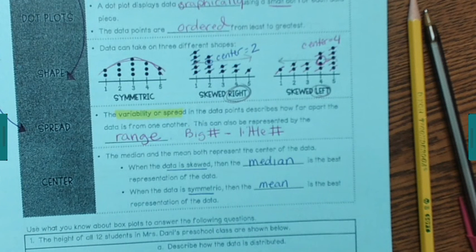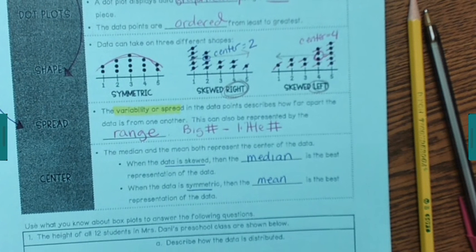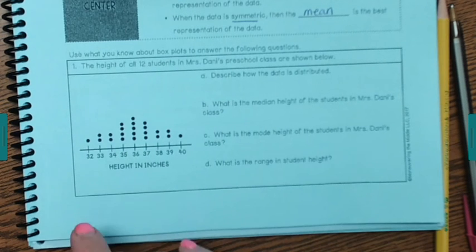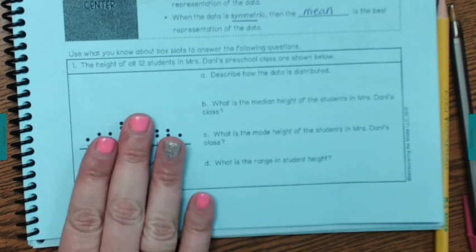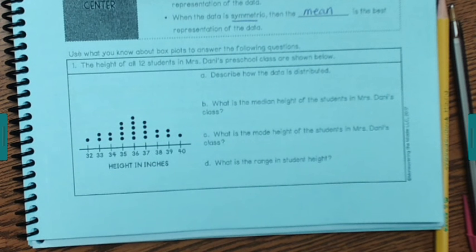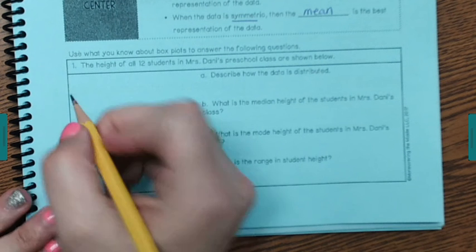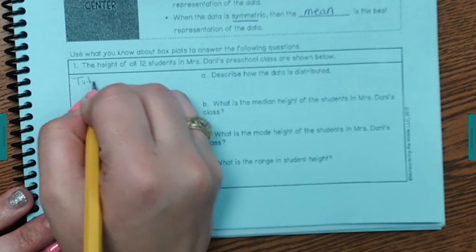All right, so now let's look at one, and let's see the types of questions that you're going to be asked. It says the heights of 12 students in Miss Danny's preschool class are shown below. So each dot represents one student. The first thing I want you to do is to tell me how many students are in that class. How could you do that? Anybody?